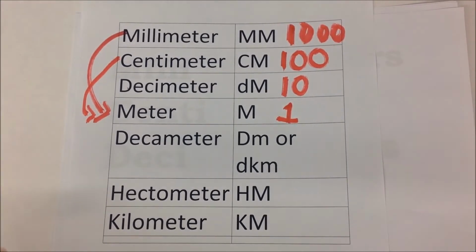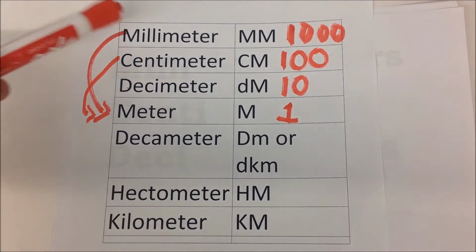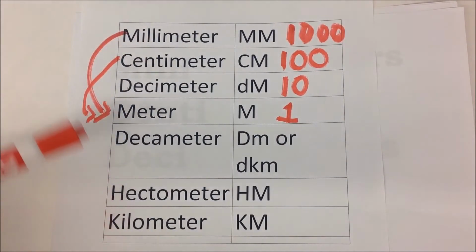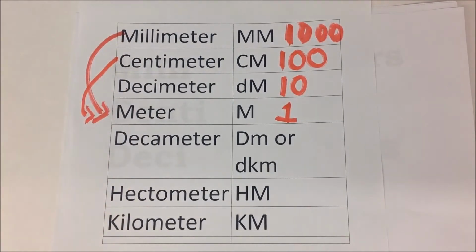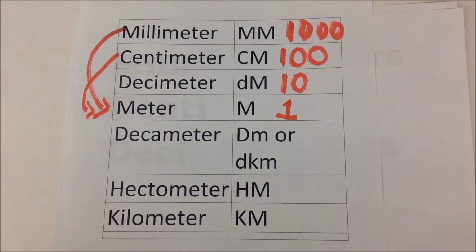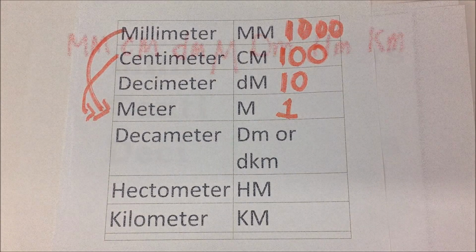Again, just count how far away one is to another. For example, millimeter to hectometer. Let's count how far away it is. 1, 2, 3, 4, 5. Right? So that's 10 to the 5th power. Think of 10 to the 5th power.